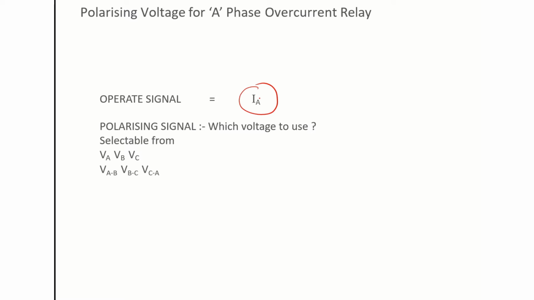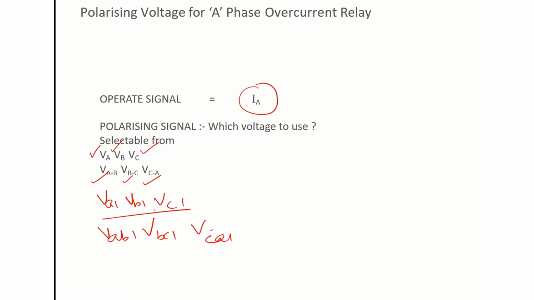For that particular voltage, we now have the choice of six different voltages, that is VA, VB, VC, and then the phase to phase voltages. We also have the options of VA1, VB1, VC1, or VAB1, VBC1, VCA1.